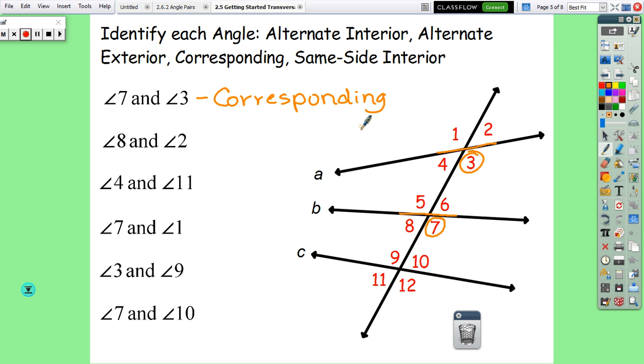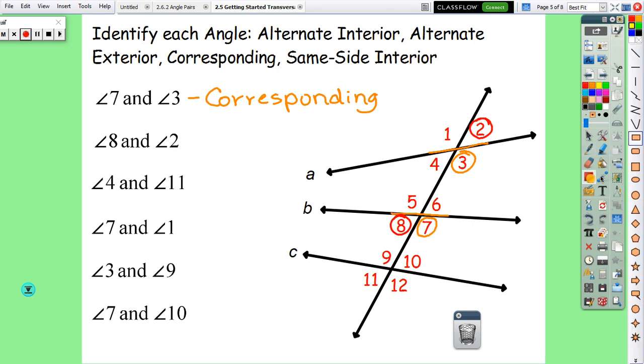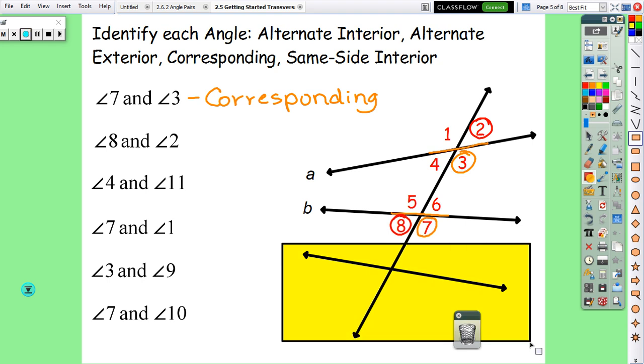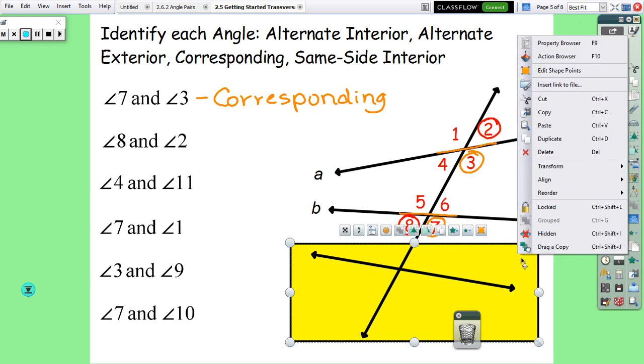Okay. Then we have 8 and 2. So if it helps, what you can always do is just ignore this other line that's down here. Let's see if we can get that out of our way.